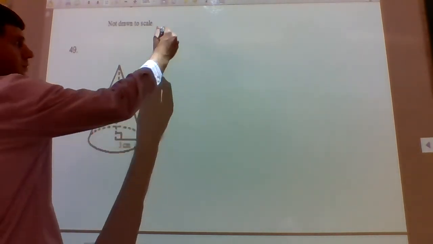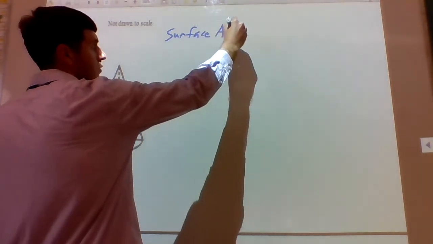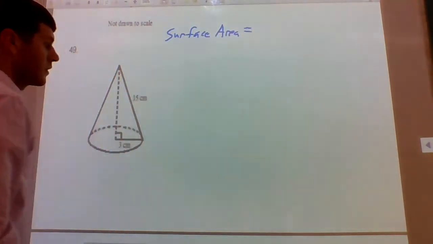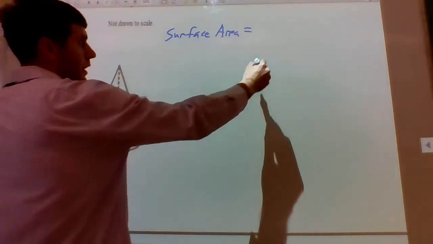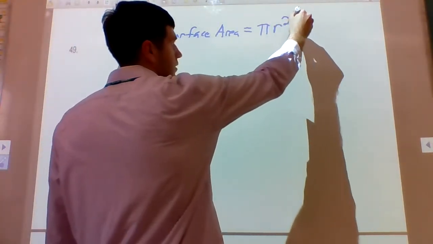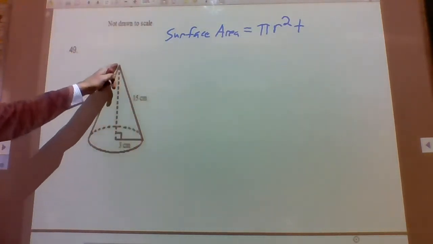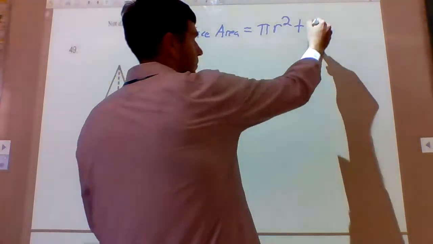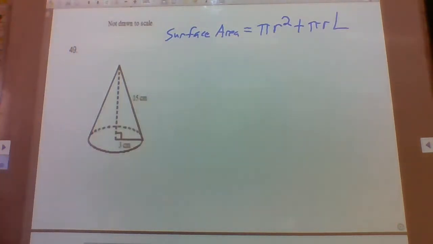The surface area for a cone is going to be, no, surface area is going to be pi r squared, because the base is a circle. Then we're going to add pi r times the slant height. Again, we didn't talk about it, but the slant height is going to be 15. So pi r times L, where L is the slant height.